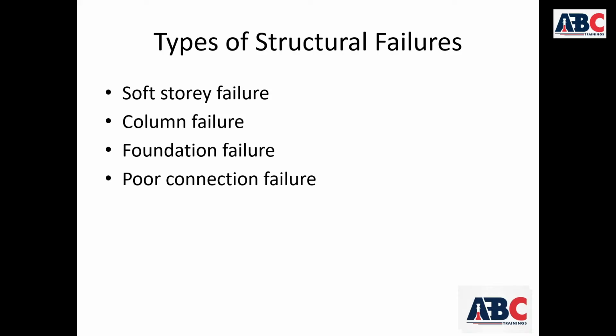The next point is poor connection failure. Poor connection is another very common reason for collapse. Beam and column joints are critical points. If connections are weak, loads cannot transfer properly, joints crack, structural integrity is lost, and collapse follows.